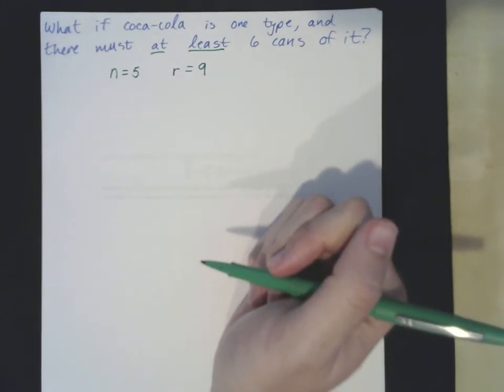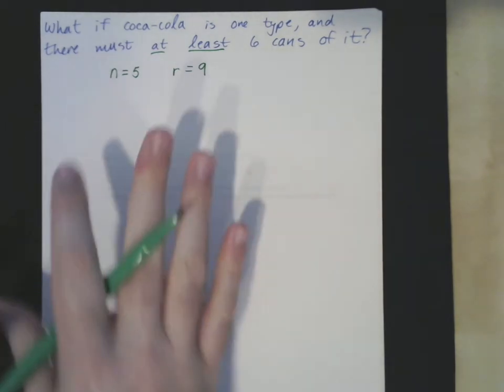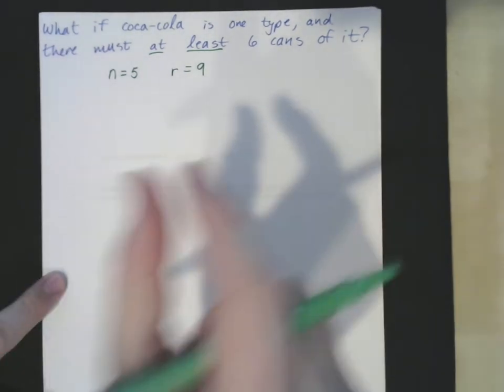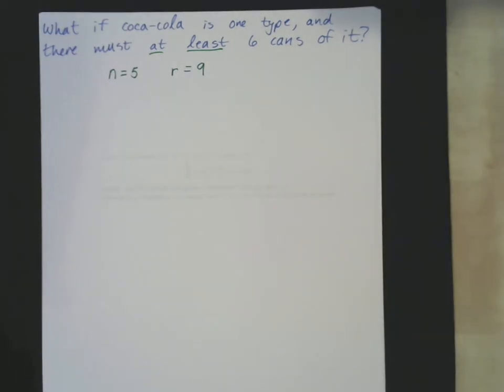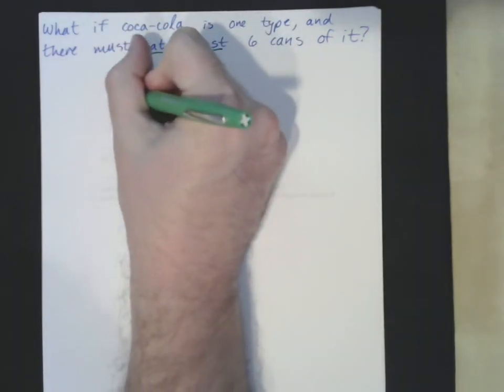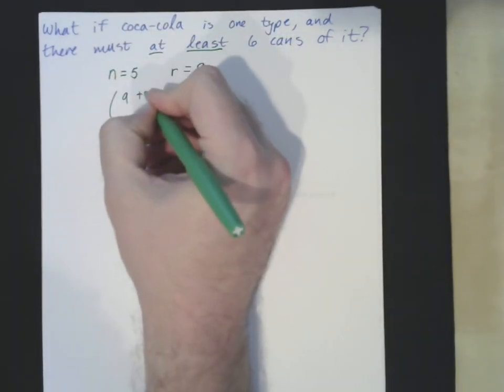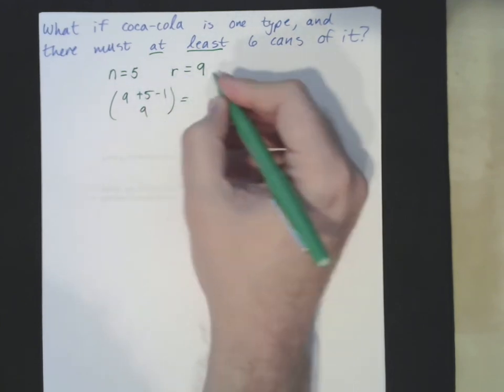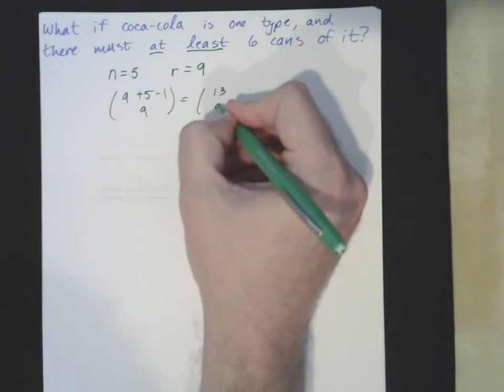Because what would happen is you would arrange these things randomly, and then you would say, okay, I have my 9 selections, and then add in the 6 Cokes at the end to make up for it. Or you would already have the 6 Cokes in your cooler or whatever it is, and then you'd add the 9 afterwards. So then our theorem says that this should be 9 plus 5 minus 1, choose 9, which is 13 choose 9.